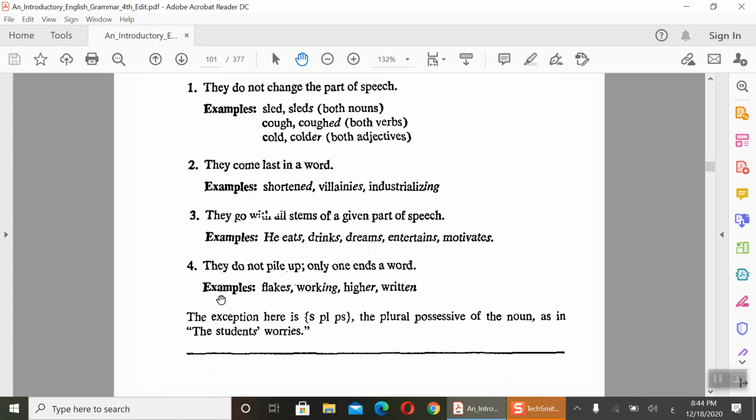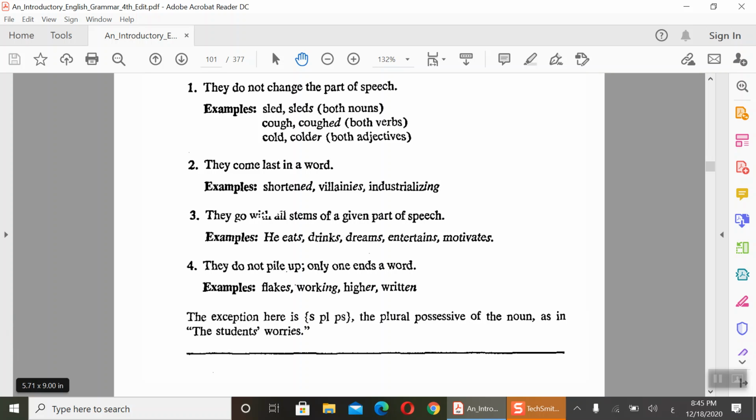Number 4, they don't pile up. Only one ends the word. They close off a word. You can summarize it this way: تقدر تختصروها بهالطريقة. They close off a word. When we put es, we can't add. For example, flakes, closes. Working, we can't say working it. No. Hiring, no. Written it, no. Okay. They close off a word. They don't pile up. Only one ends the word.